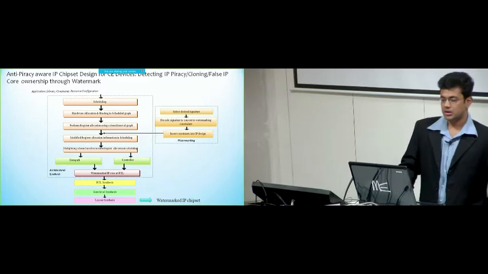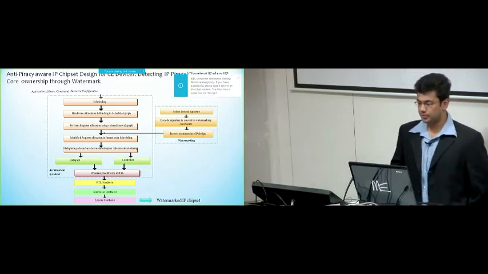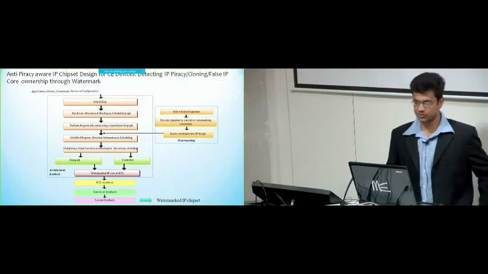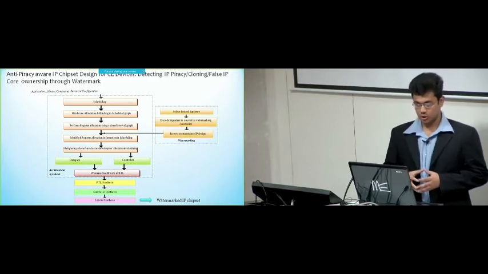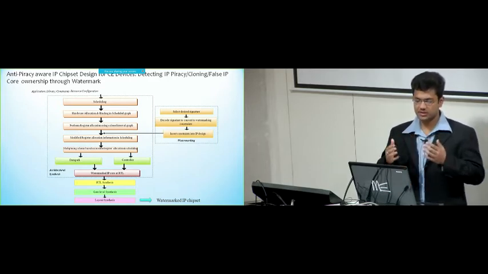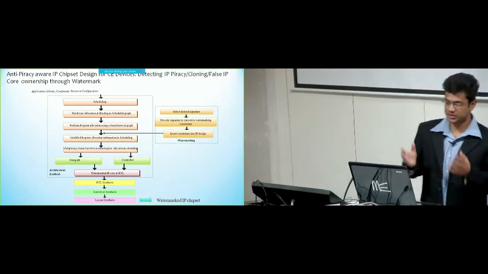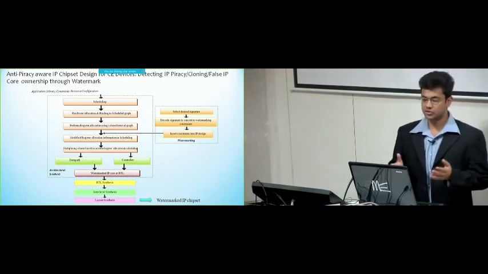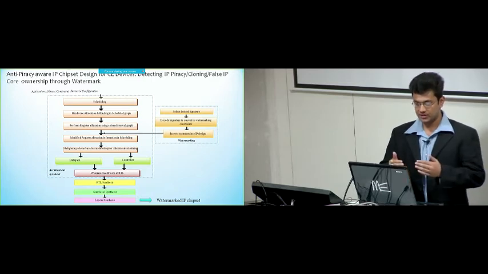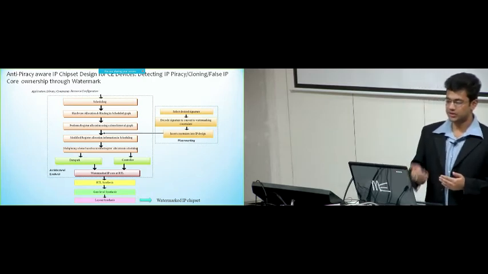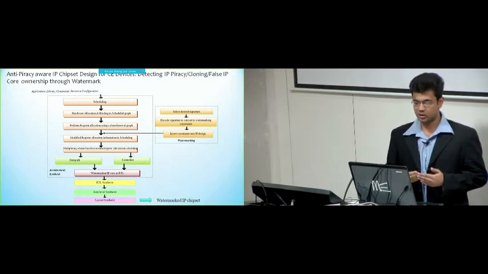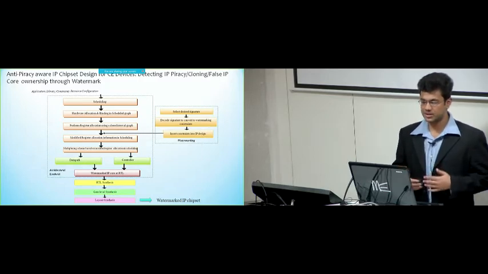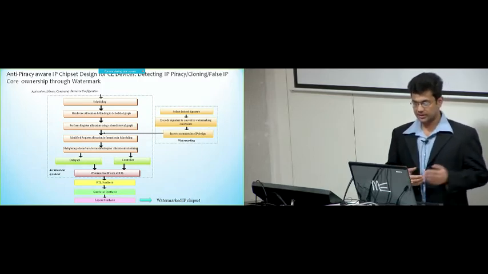So this is the proposed design flow for the anti-piracy aware IP chipset design for CE devices that is used for detecting IP piracy, cloning and false claim of ownership problems. The primary inputs for this approach are the application, that is the behavioral description of the DSP, the library and the resource constraints or configuration, which are used to perform scheduling followed by hardware allocation and binding, and subsequently register allocation to find out the optimized number of registers used in the design.